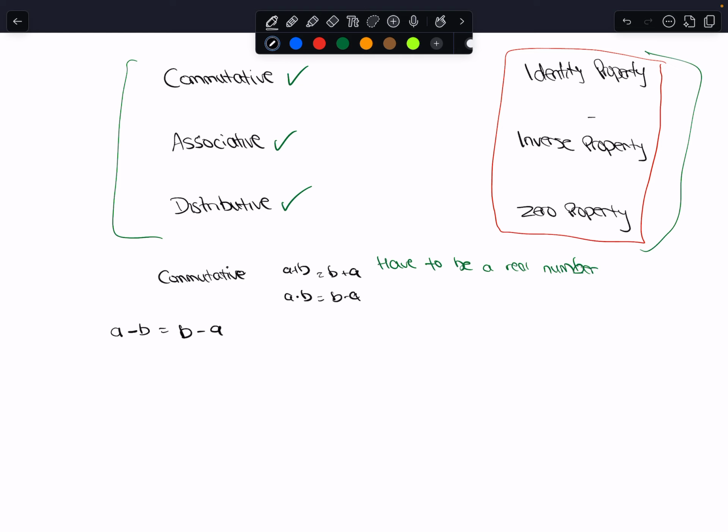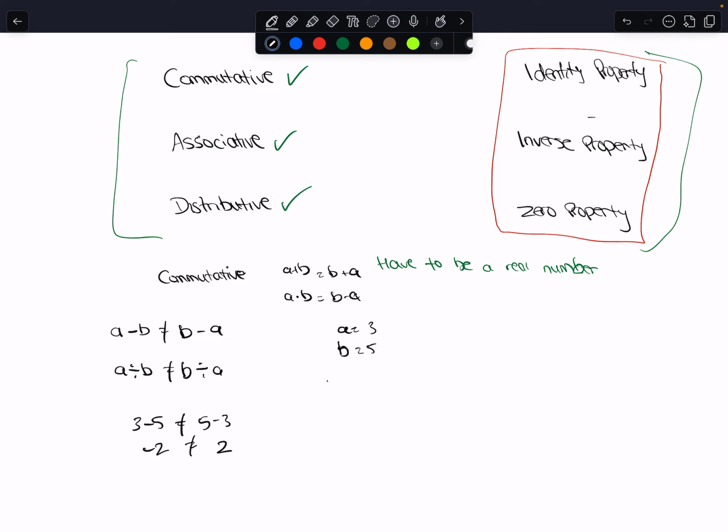And the same thing goes to division. If I did A divided by B, it's not the same as B divided by A. I'll give you an example. If we make A 3 and B 5, 3 minus 5 is not the same as 5 minus 3. 5 minus 3 is 2. 3 minus 5, for those who watched the previous video, is negative 2. Negative 2 and 2 are not the same.